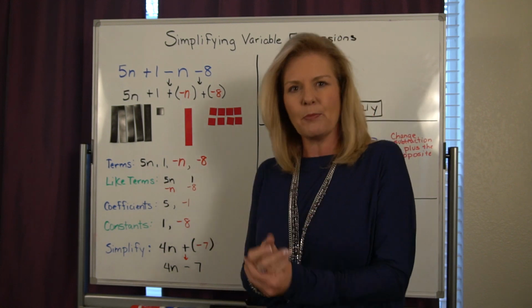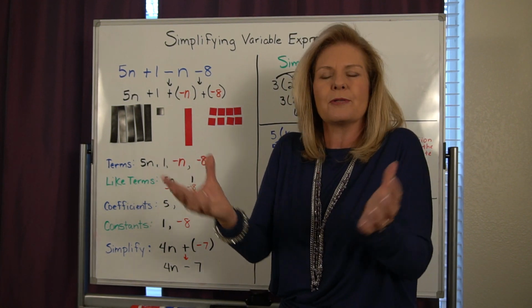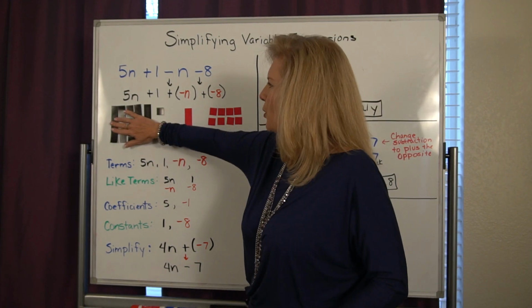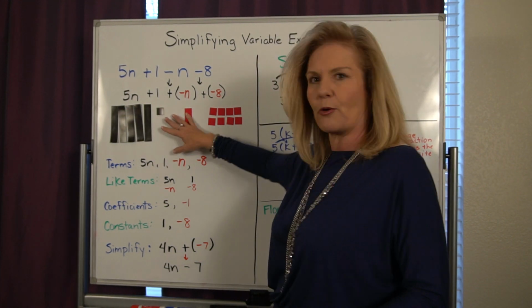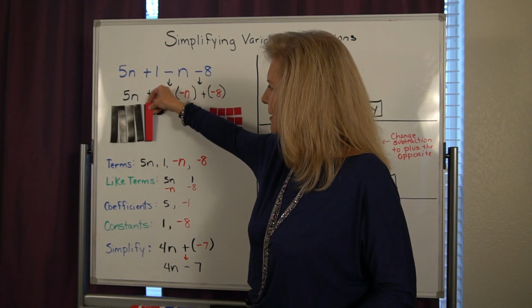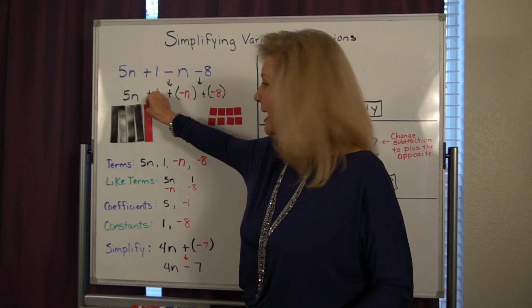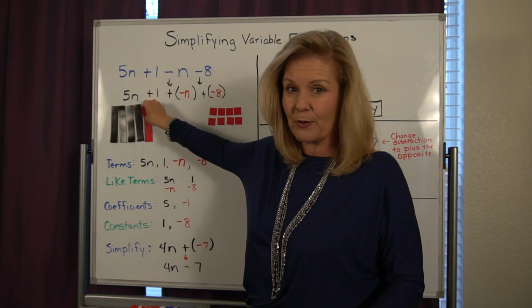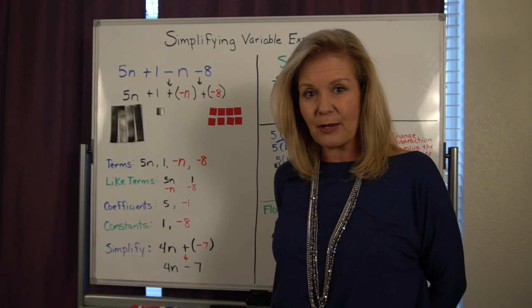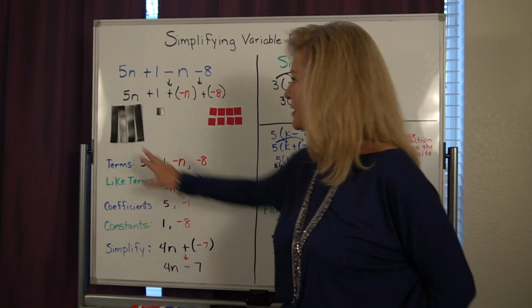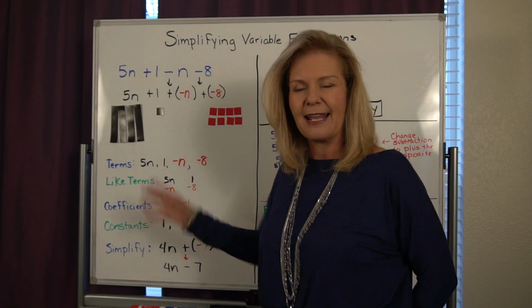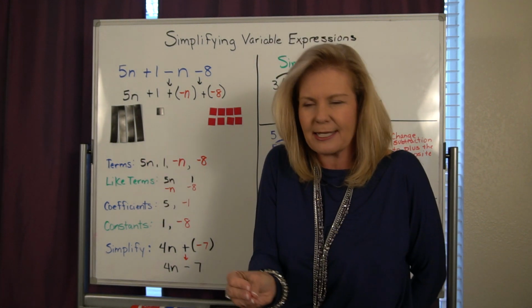Now when they say simplify, it simply means pull those like things that look alike together. Well, I need to pull my long blacks and my long reds together. But remember, when I pull this red and I put it with the black, it creates a 0 pair. It still creates a 0 pair when we're looking at our variables. It literally disappears. And when it disappears, what do I have left? Well, I have 4 blacks, and that's where I'm getting my 4n. That's simplifying. I'm pulling it together.